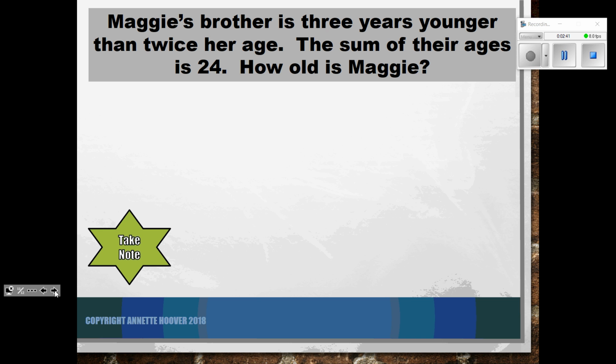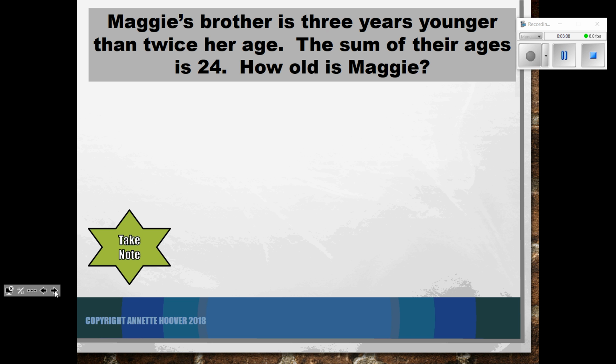Here's another example. Let's read through it, and then I want you to stop and think about how you could set the equation up. Maggie's brother is 3 years younger than twice her age. The sum of their ages is 24. How old is Maggie? You could pause the video if you want to try to come up with a possible equation here.